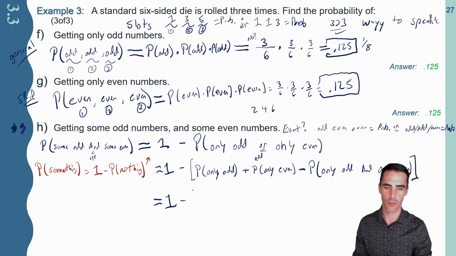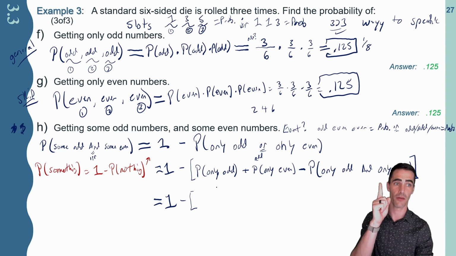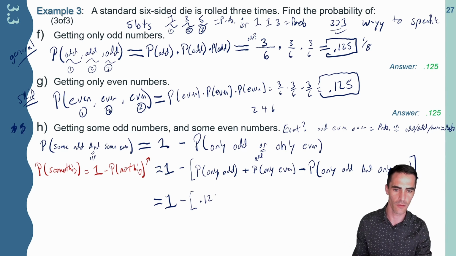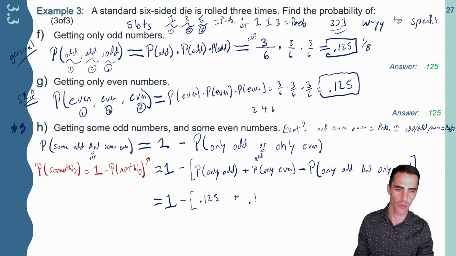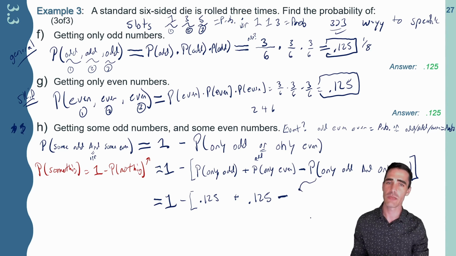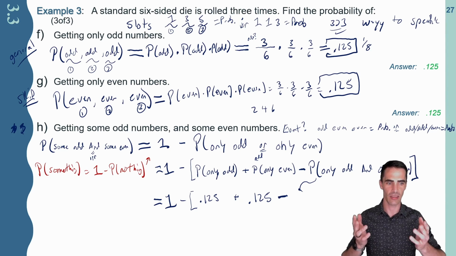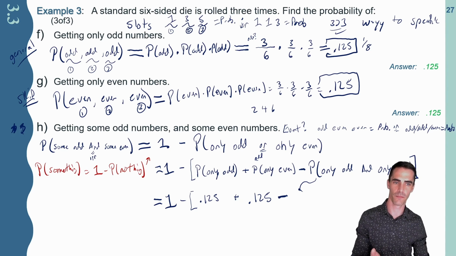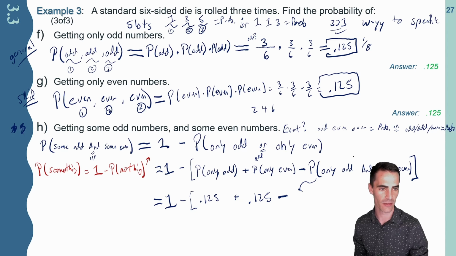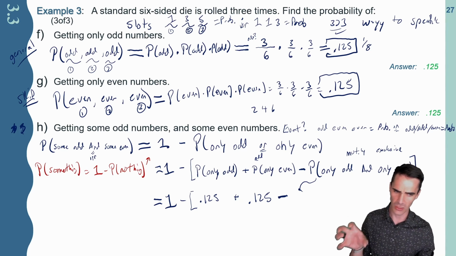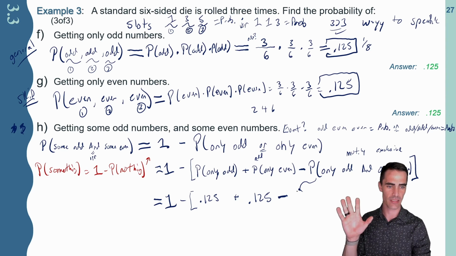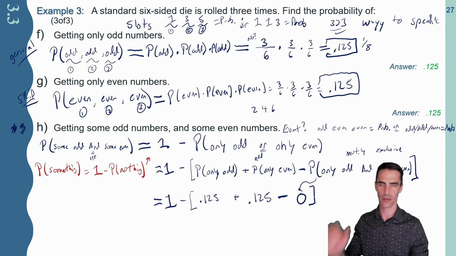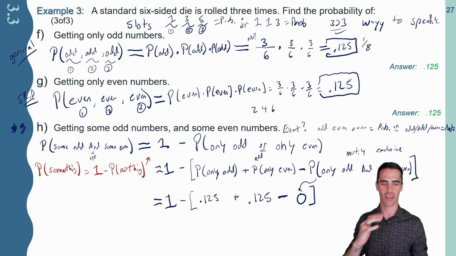1 minus. Well, the probability of getting only odd, that's what we just talked about above, is 0.125, plus the probability of getting only even, again, evaluated just above, 0.125, minus, this one's kind of goofy. What's the probability that when I look at 3 dice, they are only odd and only even? I think we have a name for this type of event, and we call them mutually exclusive, that they cannot happen together. I can't get only odd and only even at the same time. It's impossible. Probability is 0. And so now I can finish my probability.